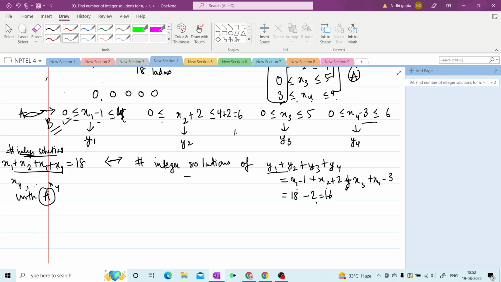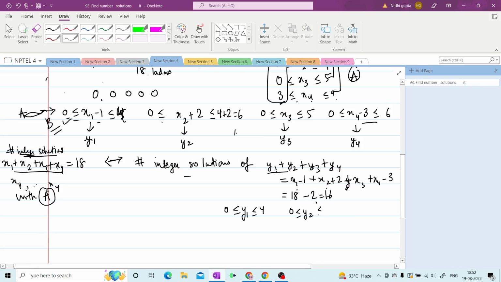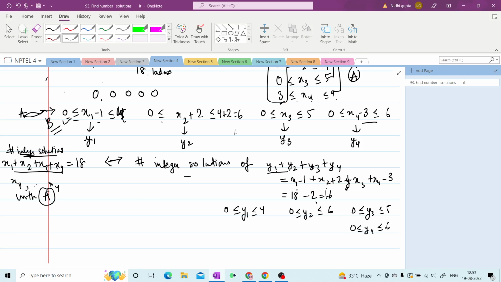What are the new conditions? y1 lies between 0 and 4, y2 lies between 0 and 6, y3 lies between 0 and 5, and y4 lies between 0 and 6. So are you convinced up till now that finding the integer solutions with condition A is the same as finding the number of integer solutions of this equation with these new conditions, because we have just changed the variable? Is it fine till here?